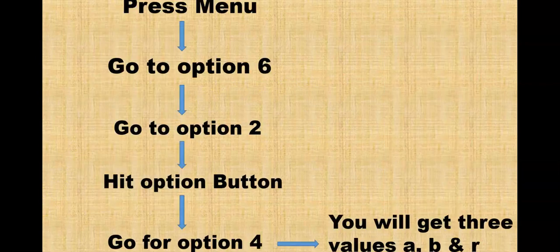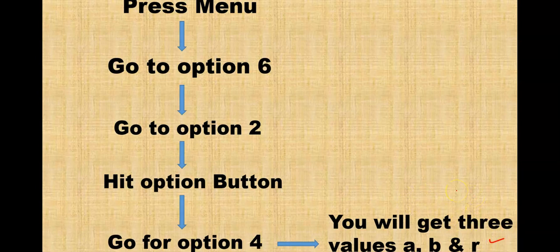First of all, you press menu and then go to option 6. After that, go to option 2 and hit the option button. Put the values, first values X and second values Y, and go for option 4 and select the regression calculator. If you press regression calculator, then you will get these values of A, B, and R. R will be showing the product moment correlation coefficient.